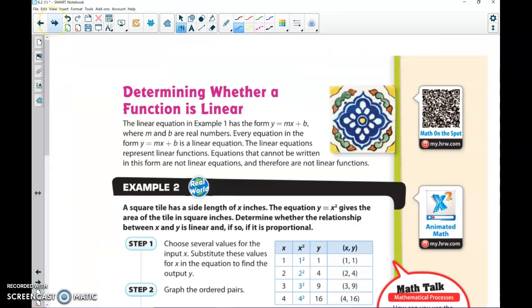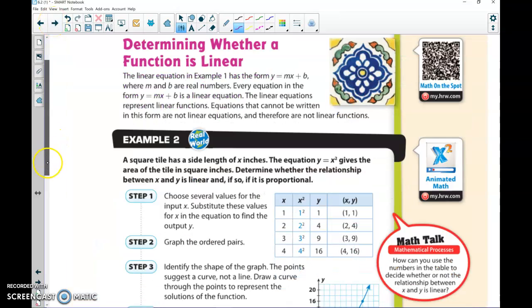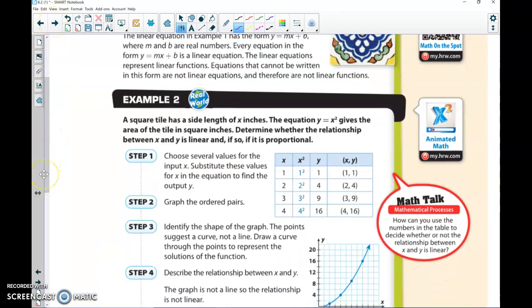Let's look at some other examples. Here, a square tile has a side length of x inches. Graph the equation y equals x squared. Given the area of the square tiles, determine if the relationship between x and y is linear. If so, is it proportional? So this is going to be the new part. So linear, we're going to be looking at the equation. And it's kind of backwards.